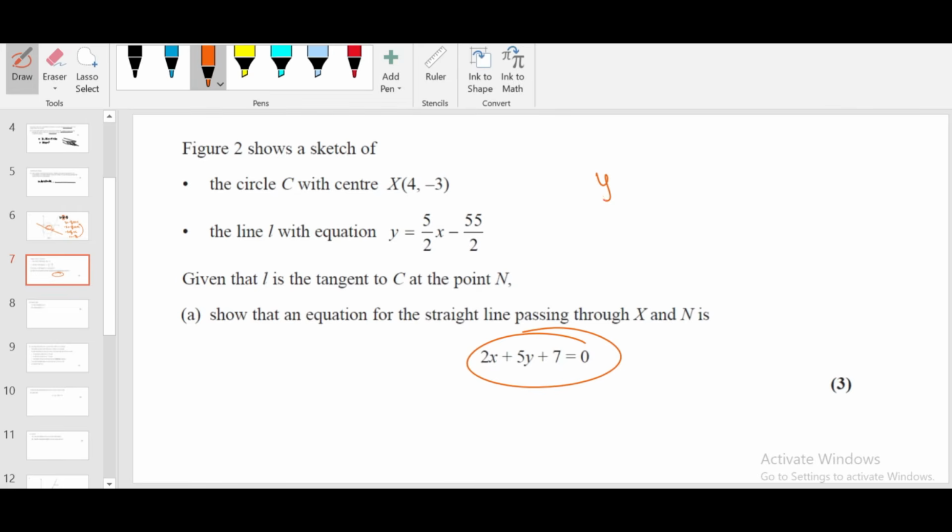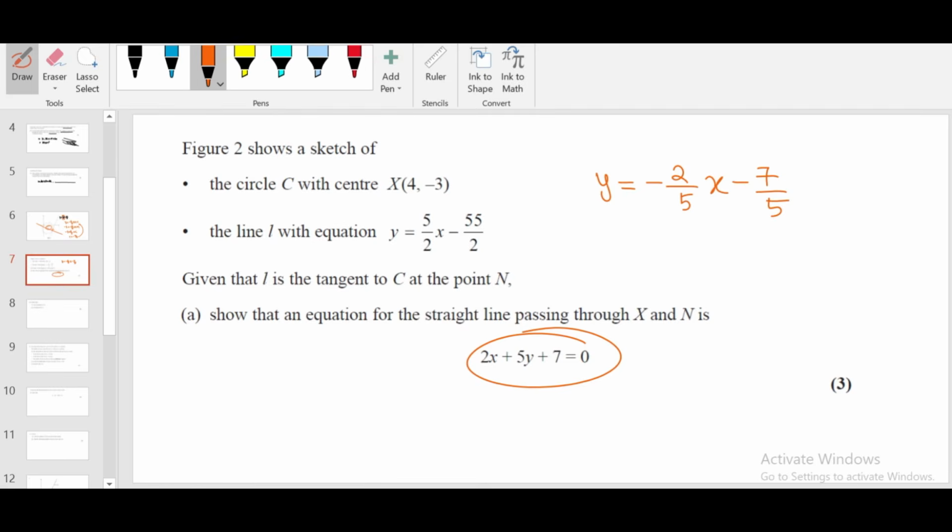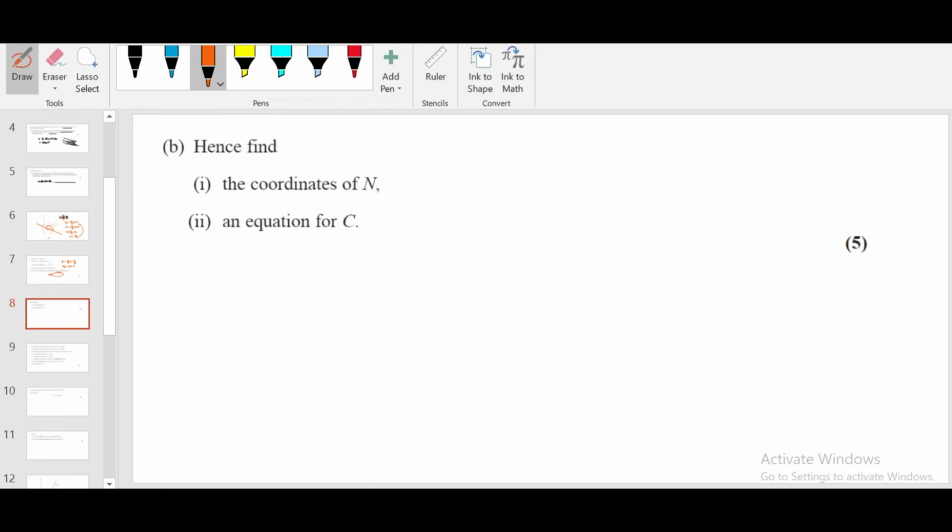So we got the equation y is equal to -2/5x minus 7/5, right? Yeah. Multiply through by 5. You'll get 5y is equal to -2x minus 7. Put everything on one side. You got this equation already. That's all. Part B now.